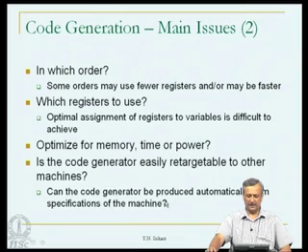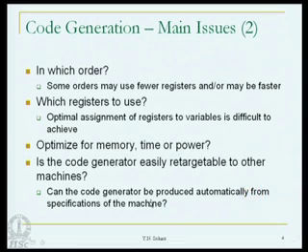So, can the code generator be produced automatically from specifications of the machine? As we will see later, it is possible to use what are known as tree grammars for the specification of the machine instructions, and there is going to be a code generator generator which is very similar to Yacc. Yacc accepts context free grammars and gives you a parser. This type of code generator generator accepts such specifications and produces code generators as output.